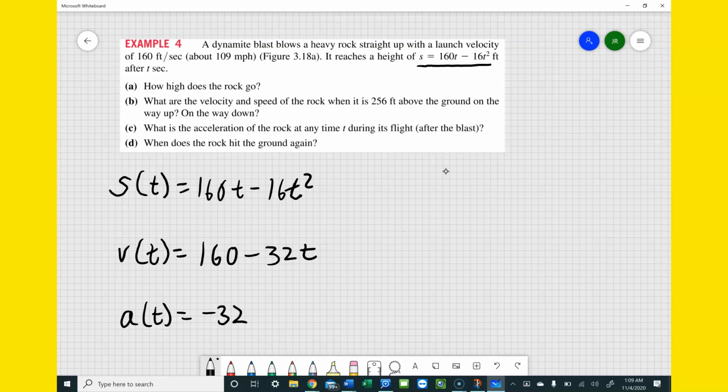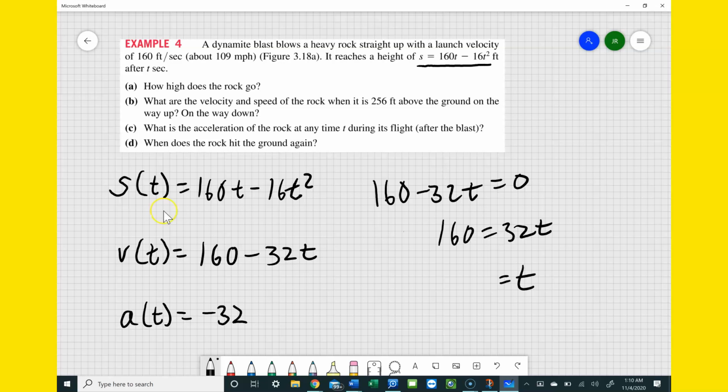So again, we can do that two ways. We can graph this and find the maximum in the calculator. But at this moment I would prefer you set the velocity equal to 0 and solve for t. So move the 32t over, 160 equals 32t, divide by 32, and t would equal 5 seconds.